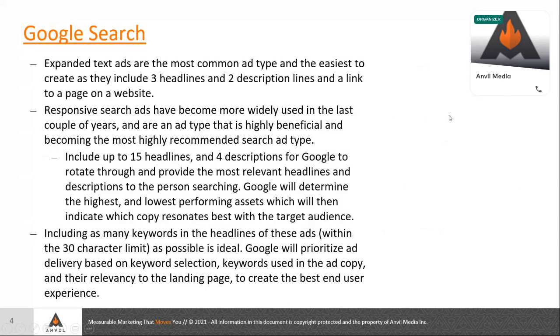Google Search. Expanded text ads are the most common ad type and the easiest to create, as they include 3 headlines and 2 description lines and a link to a page on a website.